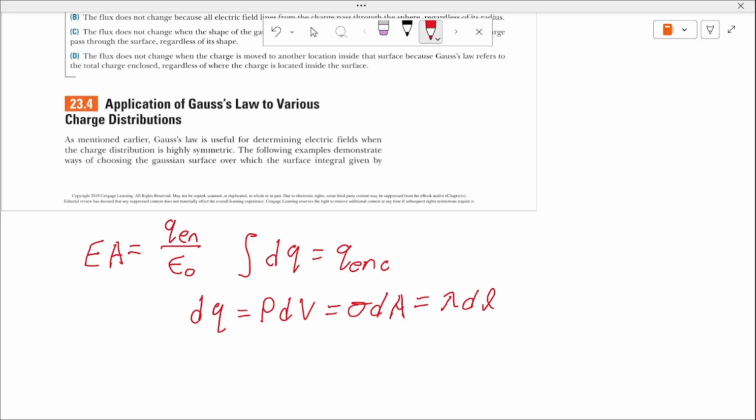It's easy to think because of this that the electric field from Gauss's law accounts only for the charges inside, but keep in mind that the electric field represents the total field from all charges present inside and outside the surface.